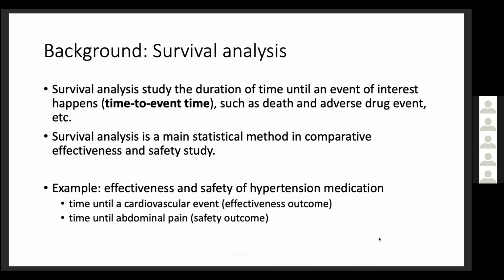First, let me briefly introduce survival analysis, where we're interested in time to event time. And the event we are interested in can be death, the failure of a treatment, or an adverse drug event. We use survival analysis a lot in comparative effectiveness and safety study. For example, when we study the effect and safety of hypertension medication, we're interested in the time until a cardiovascular event, which is an effectiveness outcome to check if the drug successfully prevents a cardiovascular event. And we may also be interested in time until abdominal pain, which is a safety outcome to check if the drug is safe to use.